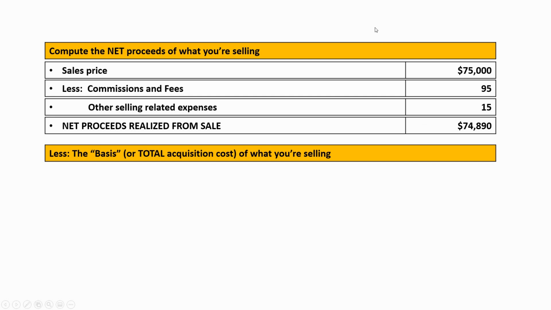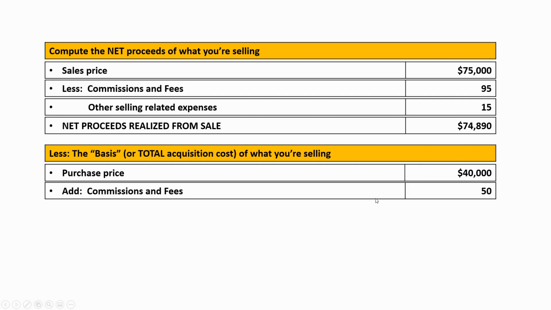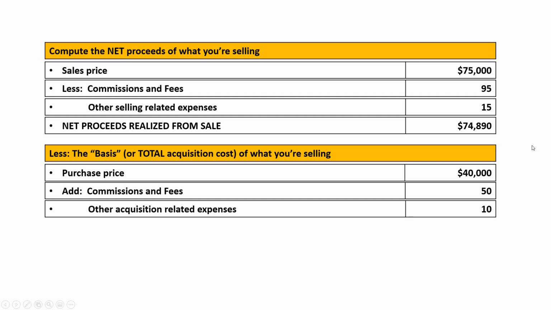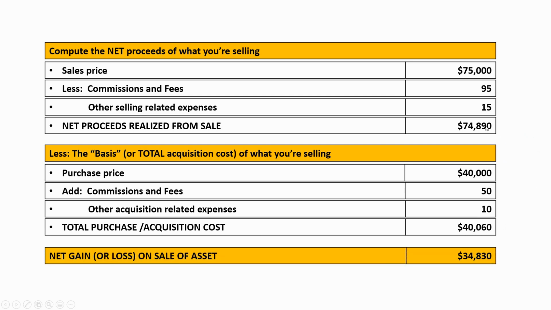Then you compare that against the cost of what you sold. Let's say that you purchased this for $40,000, that you sold for $75,000, but you bought it for $40,000. But then you have to add the commissions that you paid when you bought this, let's say $50,000. Other acquisition-related expenses, $10,000. Your total acquisition cost or purchase price is $40,060. You deduct that from the $74,890 you receive, and this is the amount of net gain that you realized. So that is how you compute the gain on the sale of assets.